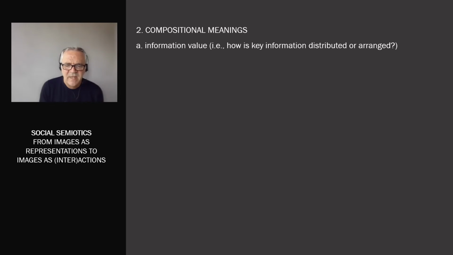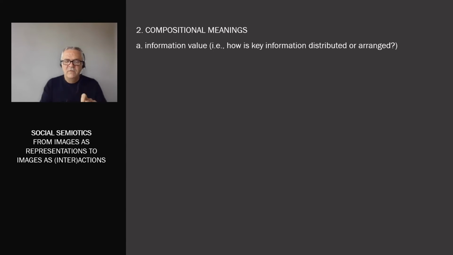As I say, social semiotics offers us a number of other ways to analyze images, thinking more carefully about the way they generate all sorts of different meanings. And this brings me to compositional meanings. The first of the concepts within compositional meanings is something called information value. Information value concerns the way different features of an image are distributed or arranged. In other words, how value or importance is assigned to different information in an image.